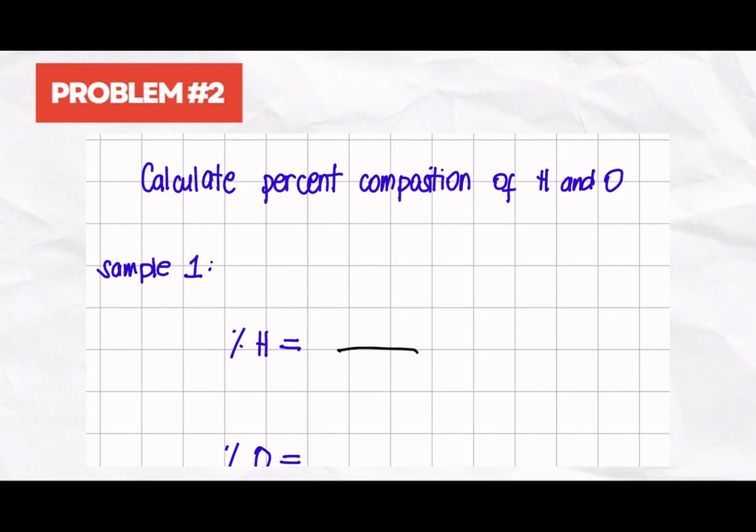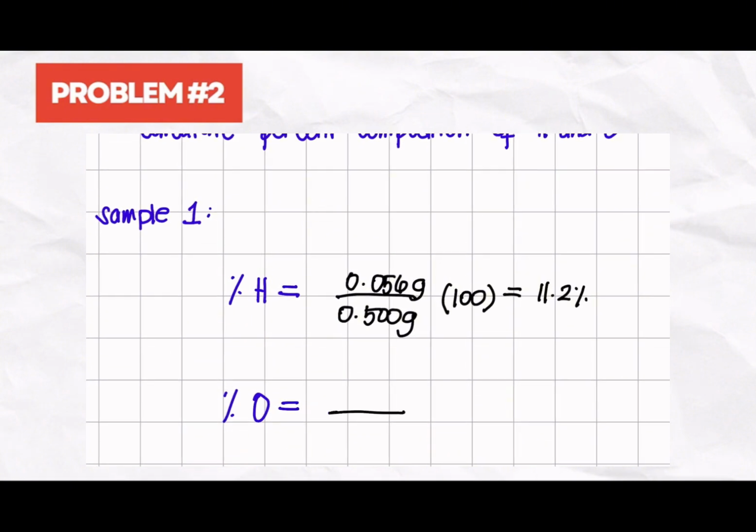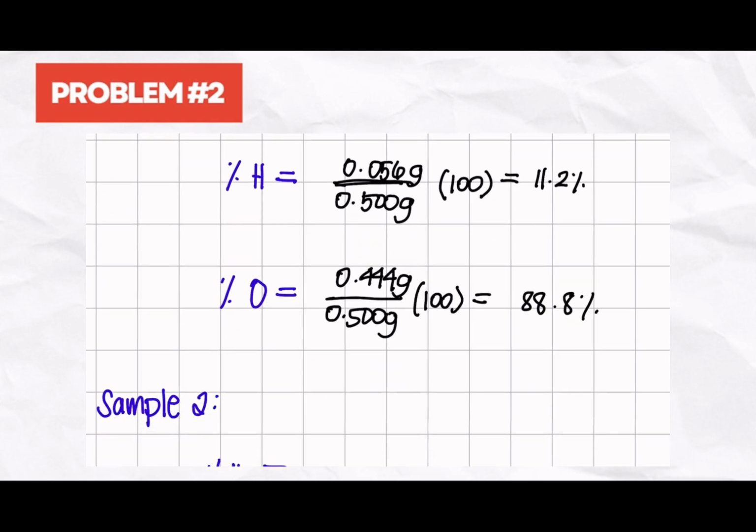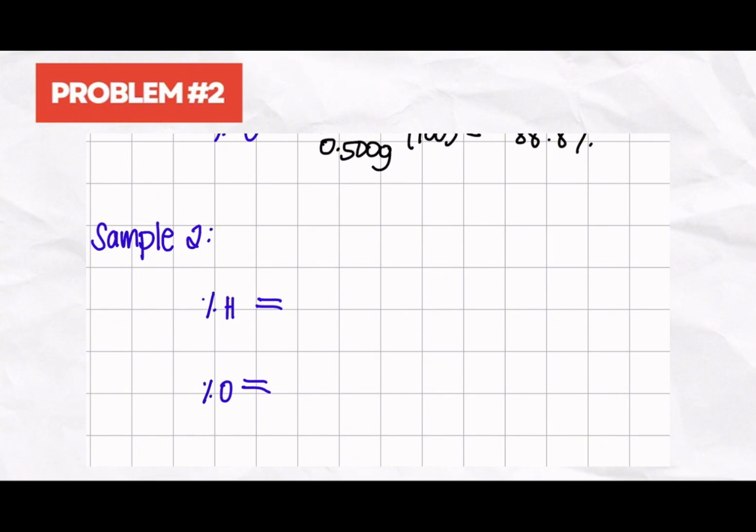For percent of hydrogen, there is 0.056 grams of hydrogen all over the total, which is 0.500 grams, times 100, and this will give you 11.2%. Next, for oxygen, it was given that 0.444 grams of oxygen was present, divided by the total mass of the sample of 0.500 times 100, and you have 88.8%. Now let's do the same thing to calculate the percent composition for sample 2.